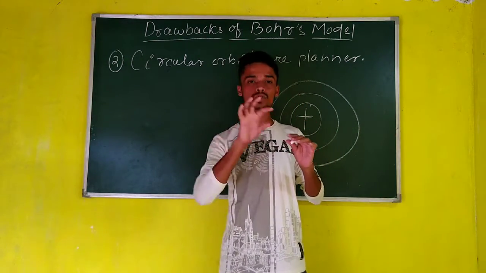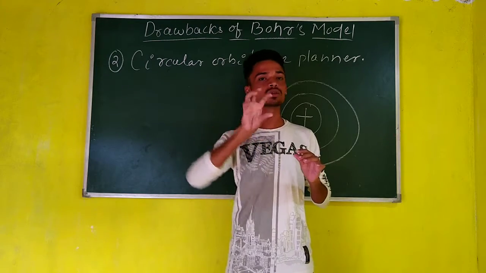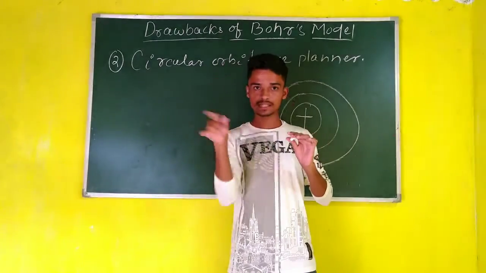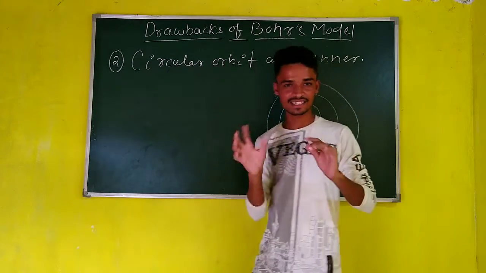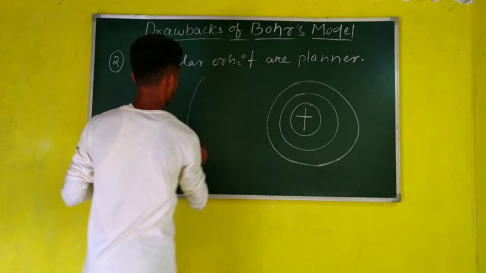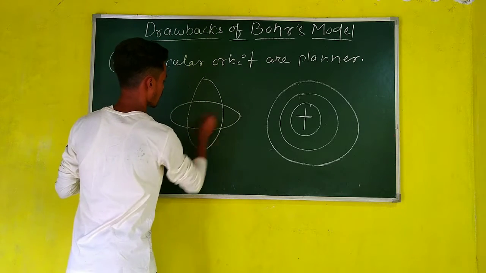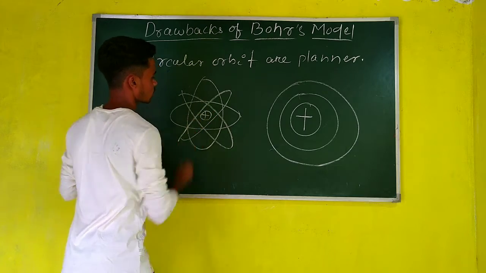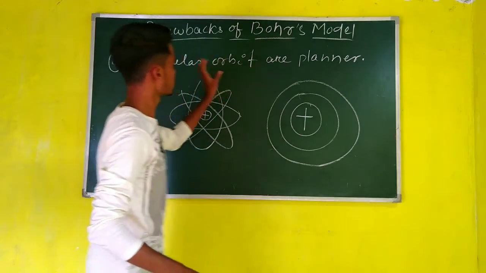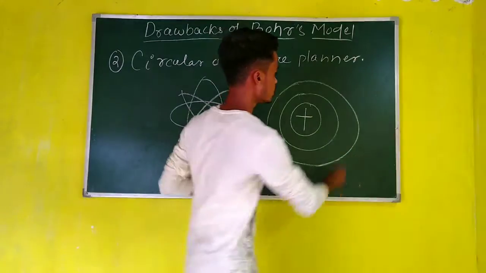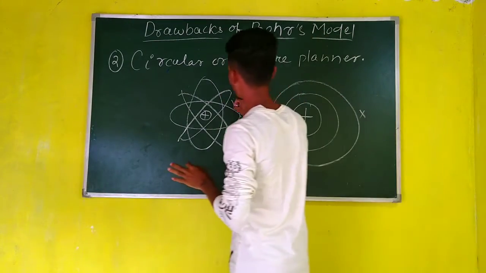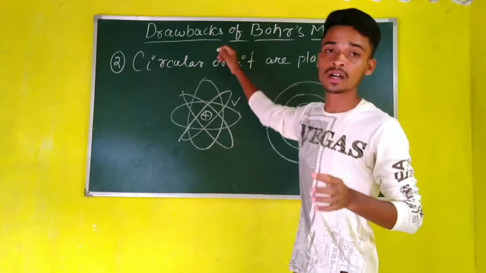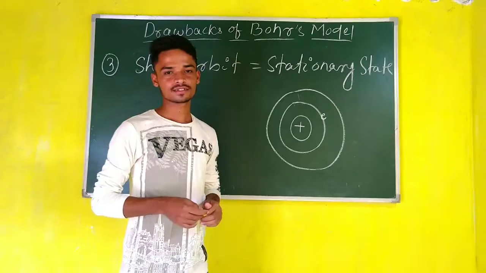Suppose this is the nucleus. So these are the shells. This is 3 dimensional shells. These are the shells according to modern research, and this is the nucleus. But these are the concept of Bohr, and this is wrong and this is right. So this is another drawback of Bohr's atomic model.